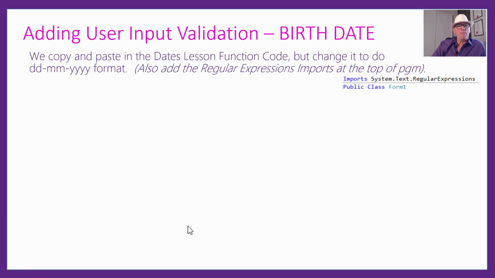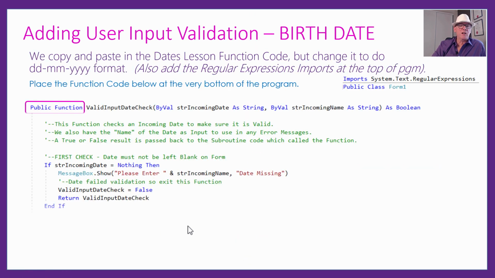All right, so the function, that goes right down the very bottom of your program. Now, because in the second check we're going to use regex, regular expressions, just up the top, very top of your program, so we're doing top and bottom here, up the top where it's public class form 1, remember to have your import system.text.regular expressions. If you don't have it, you'll get an error showing up when you try and run your program anyway.